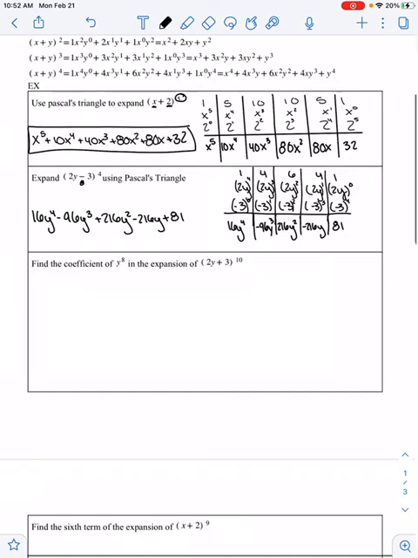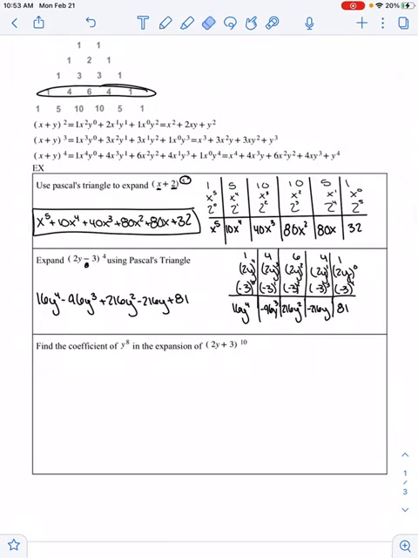All right, the next one is to find the coefficient of y to the 8th in the expansion of (2y plus 3) to the 10th. So right now our triangle only goes to row 5. So we are going to need to build our Pascal's triangle to get that row 10. And then we'll find the coefficient of y to the 8th.